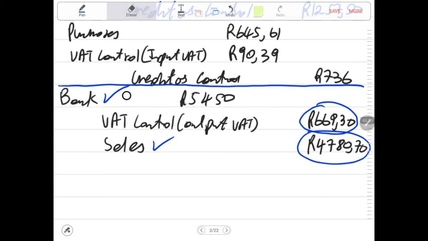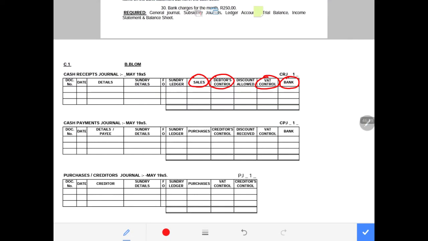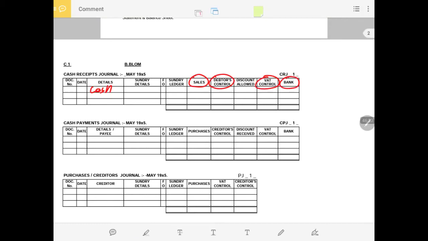Now we have captured all of that, and we record the date as it's supposed to be. Under details it will be cash. Don't forget, under details it will be cash because we sold inventory for cash, so it will be captured there as cash.